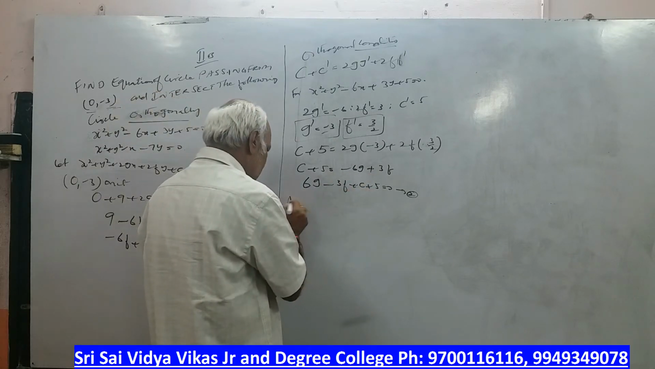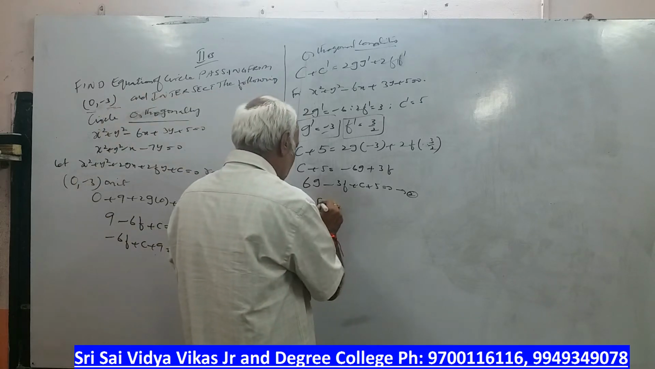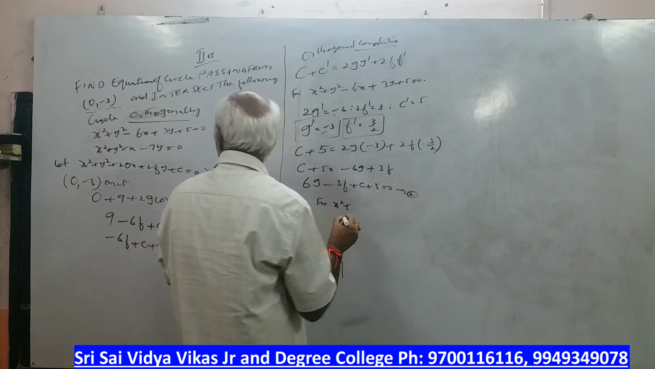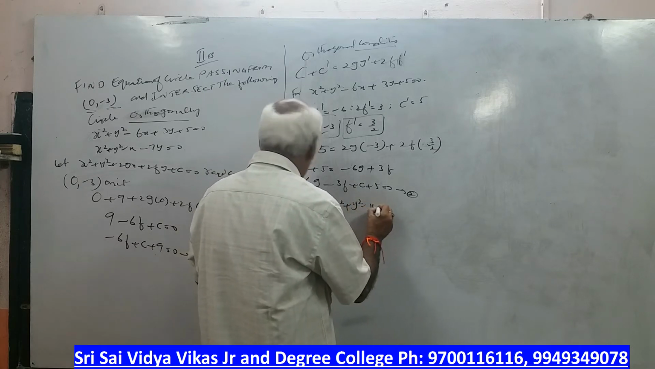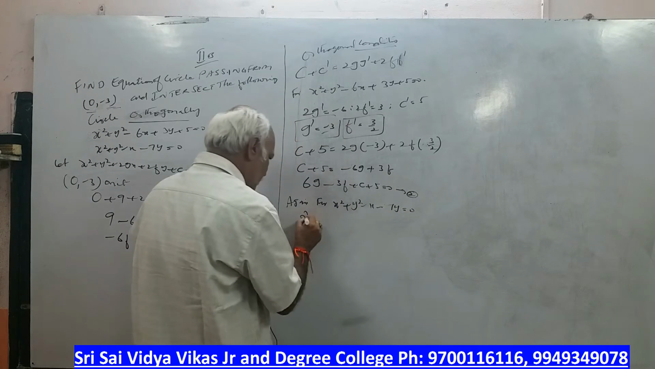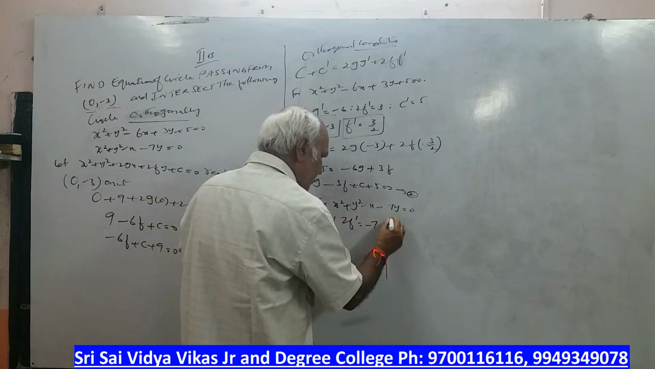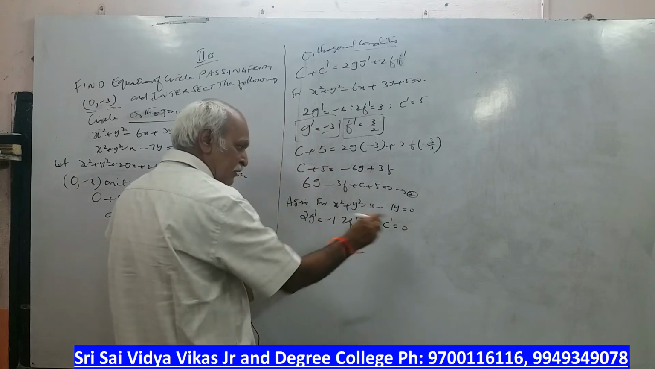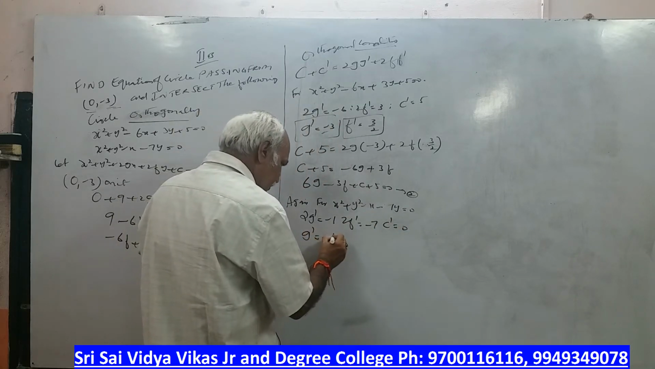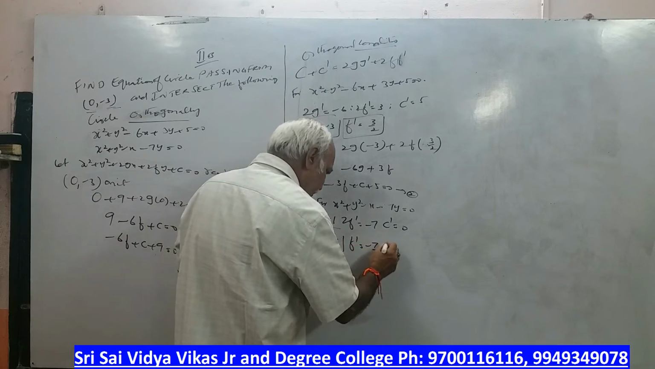Again, for x square plus y square minus x minus 7y is equal to 0: 2g dash is minus 1, 2f dash is minus 7, and c dash is equal to 0 because there is no constant term. G dash is equal to minus 1 by 2, f dash is equal to minus 7 by 2.